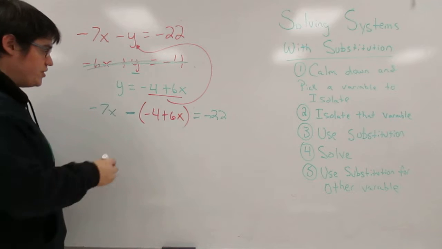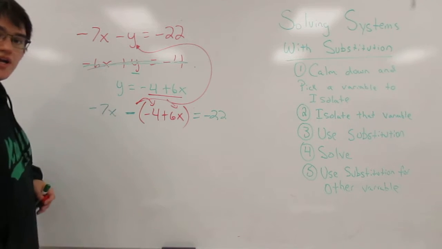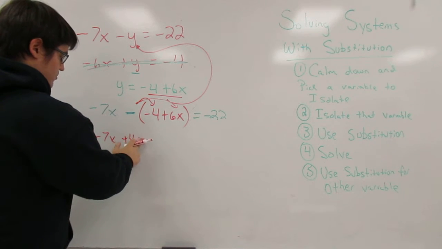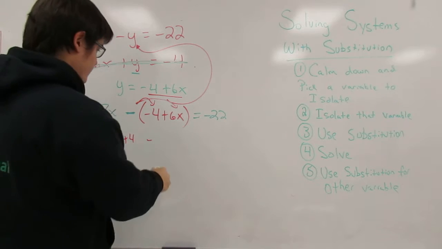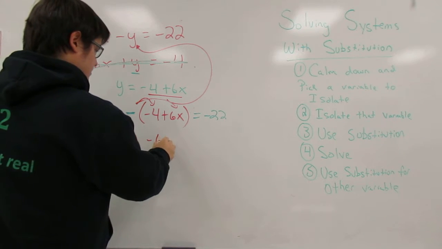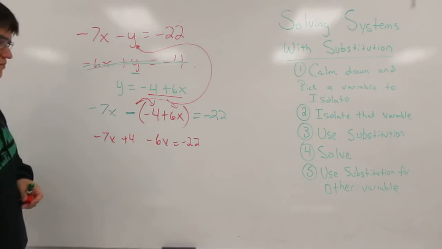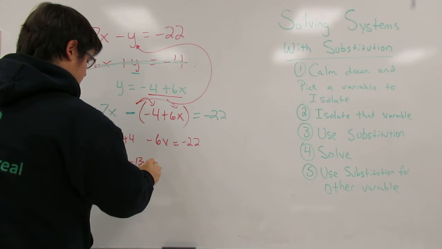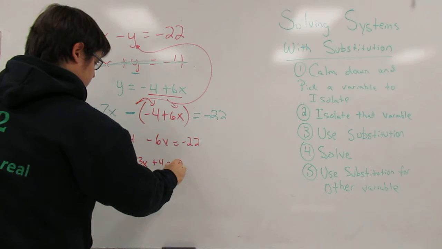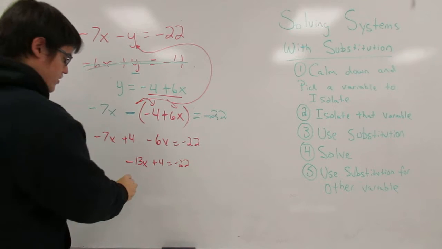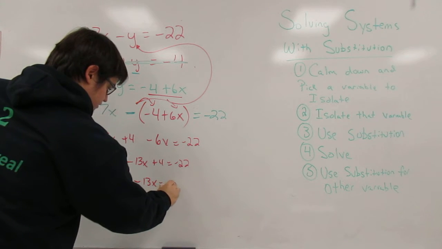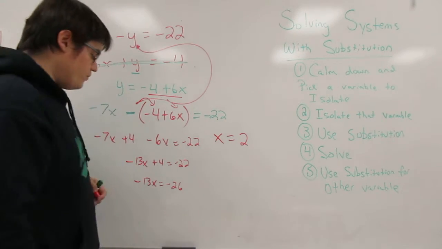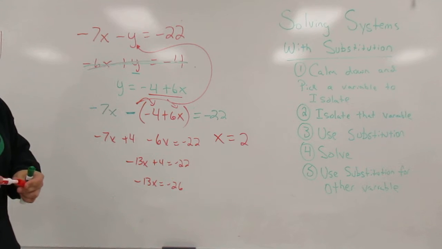Then you do your old pal distributing. It's like you're distributing -1 there. -7x plus 4x. Oops, plus 4. Going crazy. -6x is -22. Combine some like terms. -13x plus 4 equals -22. Subtract the 4 over. -13x equals -26. Divide by -13. X equals 2. Okay. Now you know what x is.